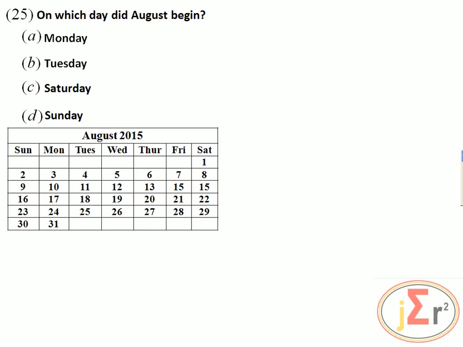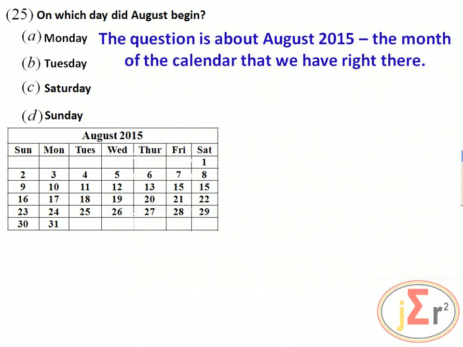Here we have a portion of a calendar, and the calendar has August of 2015. What we have on the screen right here is the month of August in 2015, and the problem is based on this month that we have represented here. On which day did August begin? Saturday. Okay, so Jerry is telling me already that it is on a Saturday that August began. The questions are based on that month.